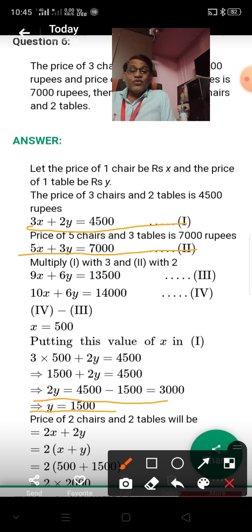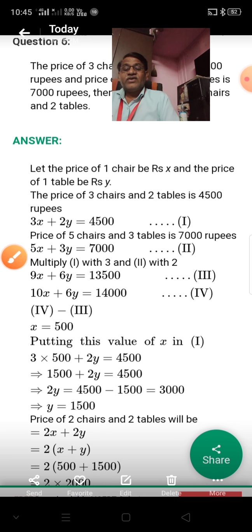Now the price of 2 chairs and 2 tables. You get the price of 1 chair, that is 500, and the price of 1 table is 1500. We want to find out the price of 2 chairs and 2 tables. It means 2x plus 2y. It means 2 into (x plus y). It means 2 into (500 plus 1500). It means 2000 into 2 is equal to 4000. So the price of 2 chairs and 2 tables is 4,000 rupees.